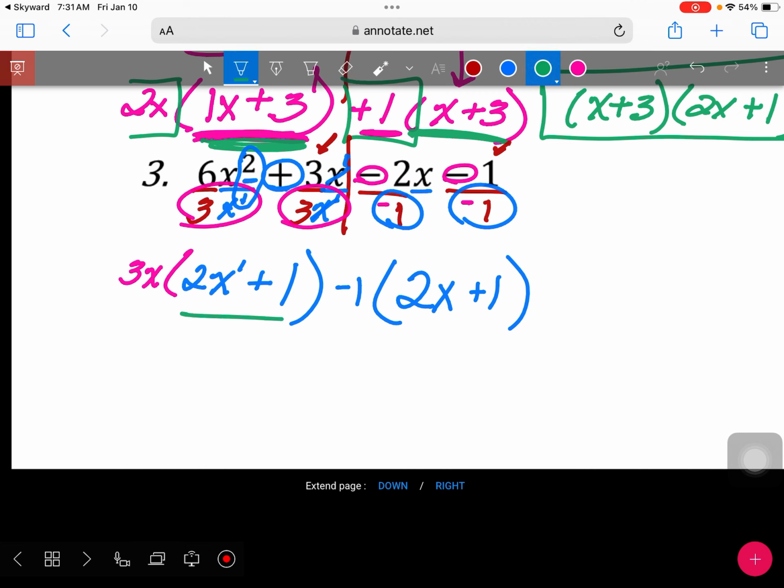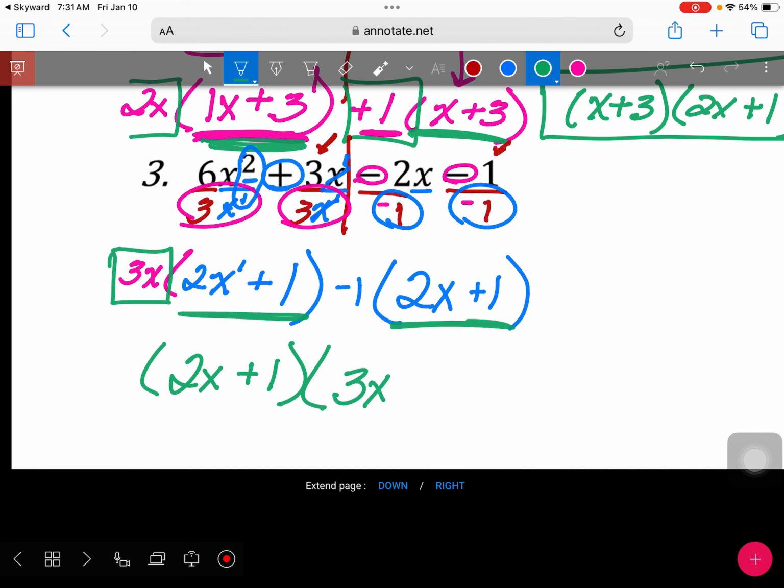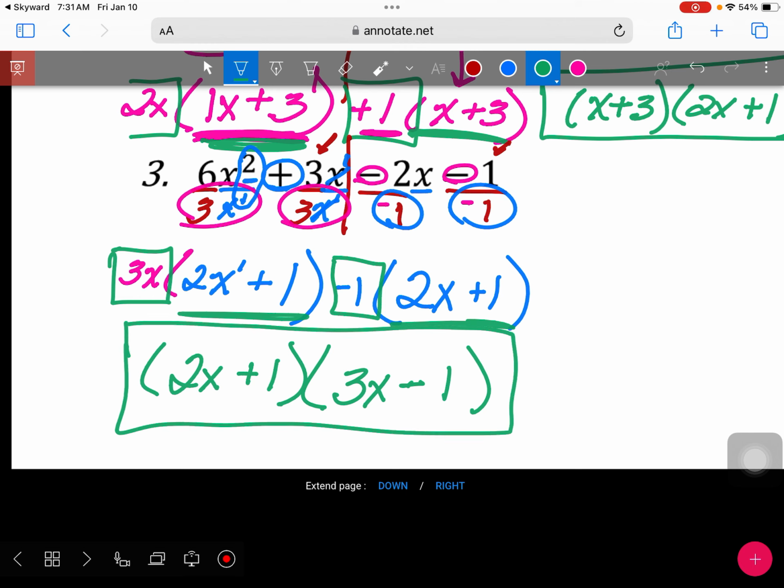All right. So here I have the same common factor. Pull that out in front with those parentheses. Keep the parentheses on there. So 2x plus 1 is my greatest common factor. What do I have left? I have the factor in front, which is 3x, and the factor in front of my second one, which is -1. And there is your final answer.